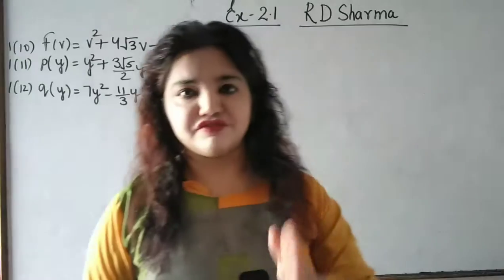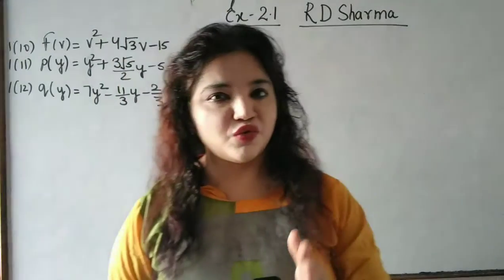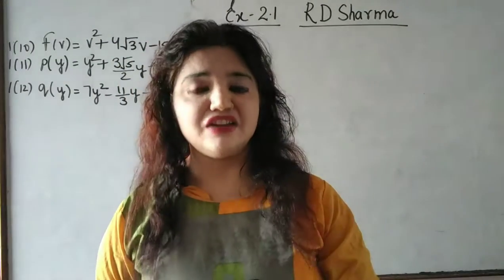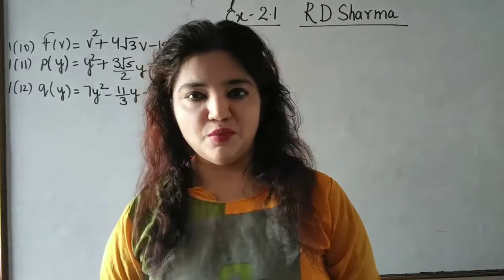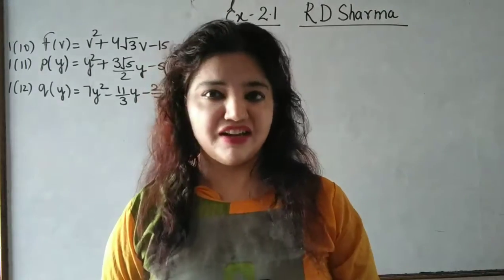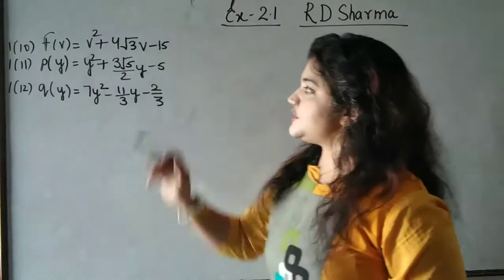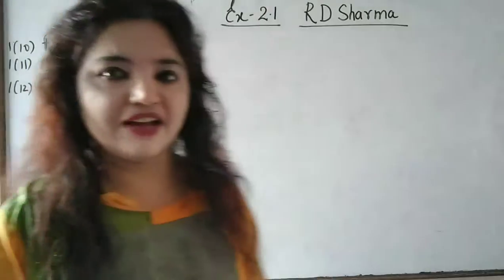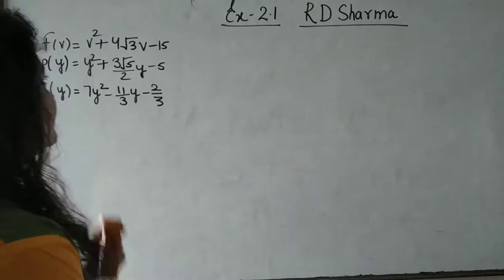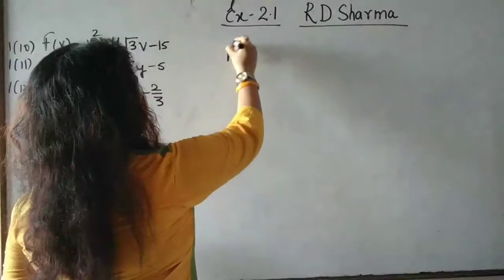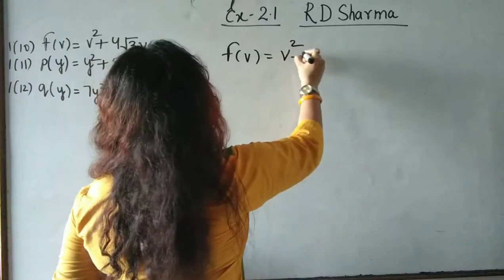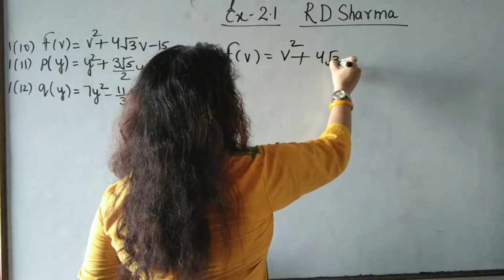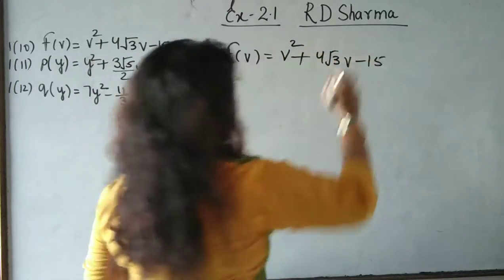What we have to do is find the zeros of the given polynomial and verify the relation between the zeros and coefficients of the polynomial, as we have done earlier in the sums. Okay, so I am going to write sum number 10, that is f(v) is equal to v squared plus 4 root 3 v minus 15.